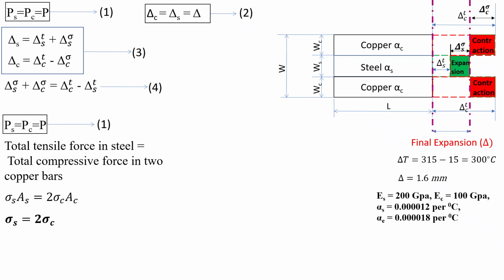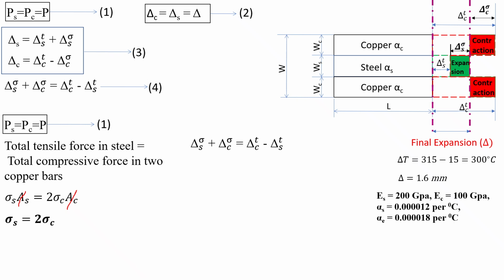From this, the cross-sectional area of the copper and steel is the same, so AC and AS will cancel. We get another equation: sigma S equals 2 times sigma C.